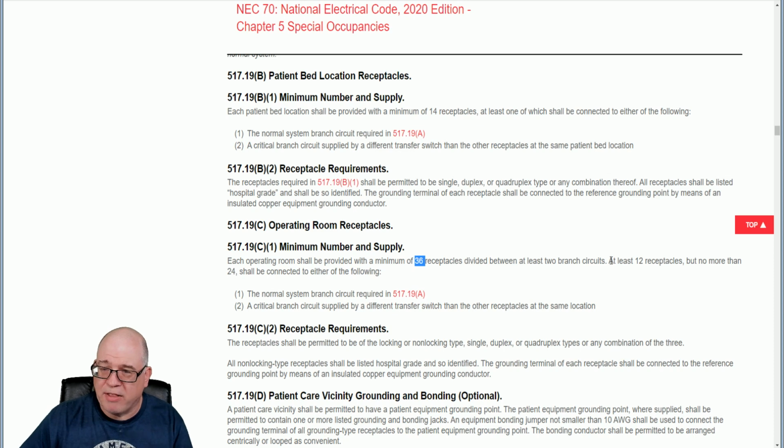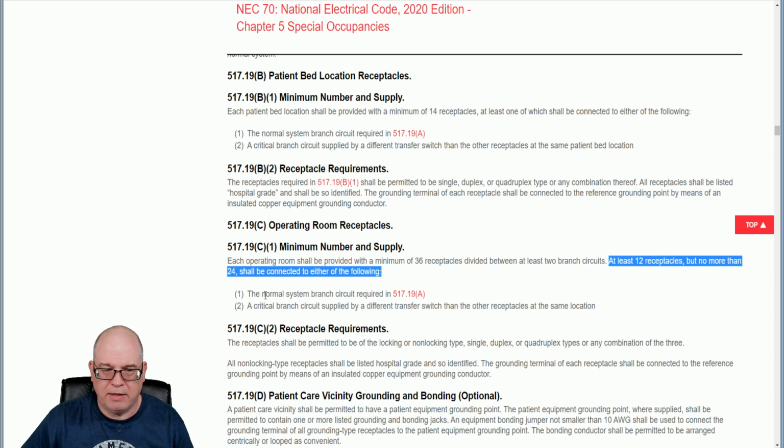And it says, oh, by the way, at least 12 receptacles, but no more than 24 shall be connected to either of the following. Okay. So a normal system branch circuit required by 517.19(A), or I can supply the 12 and no more than 24 can be on a branch circuit, the critical branch circuit supplied by a different transfer switch than the other receptacles at that same location. So those other receptacles may be on the normal system. And then, of course, you might have the critical branch that's there. So again, these are the rules that you have to follow.